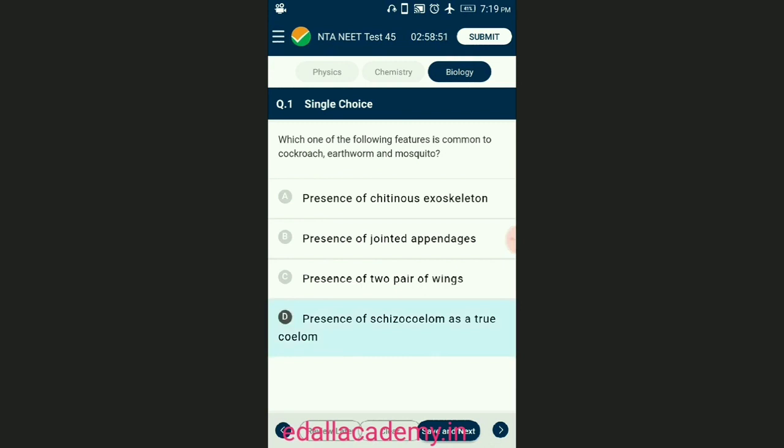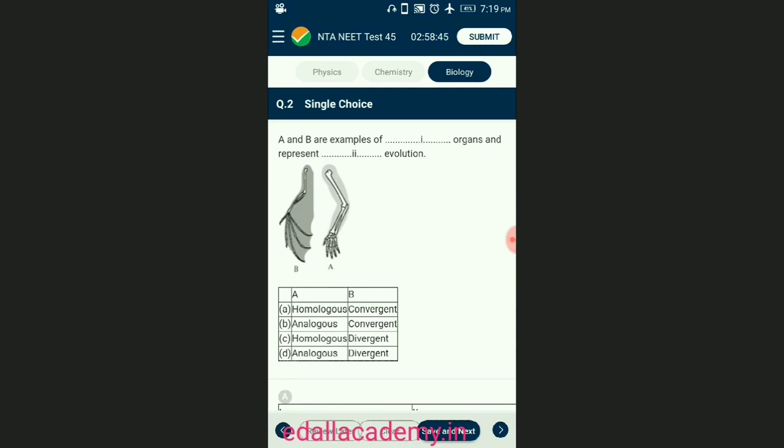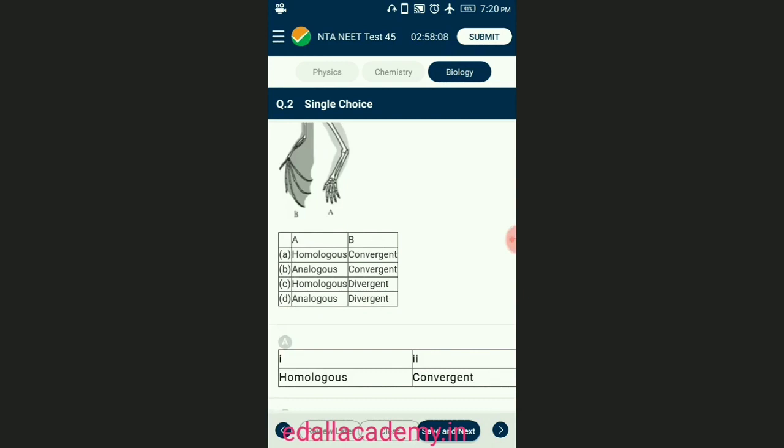Question number 2. A and B are examples of dash organs and represent dash evolution. Homologous organs share a common origin or ancestors but have different functions. Example 1: pattern of bones of forelimbs in whales, bats, cheetah and humans, including all mammals. Example 2: heart in vertebrates. Example 3: brains in vertebrates. Example 4: thorns of Bougainvillea and tendrils of Cucurbita.